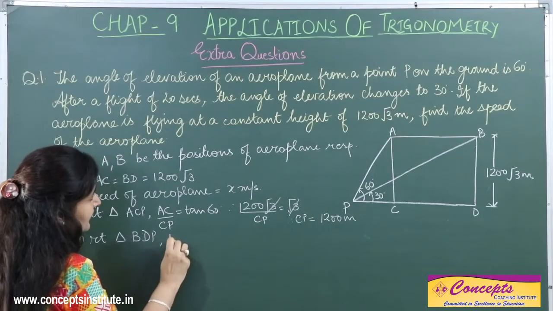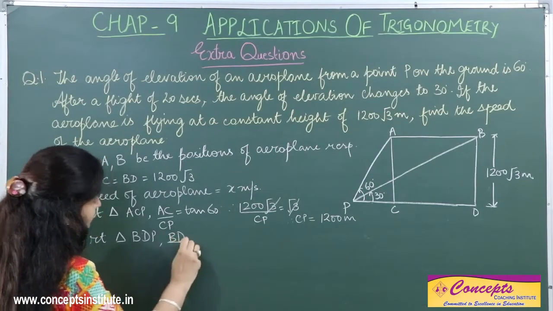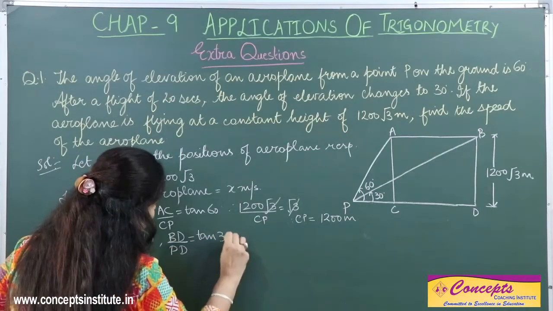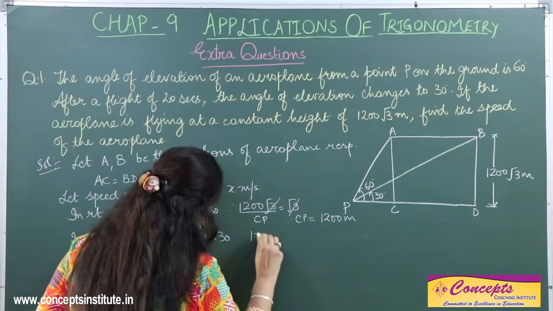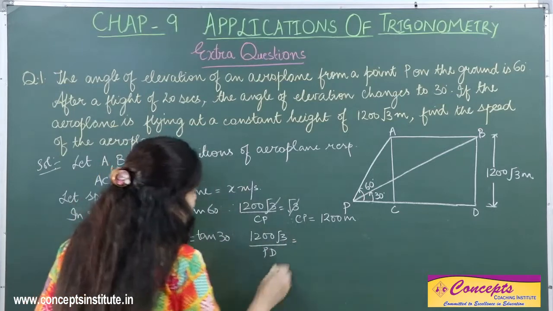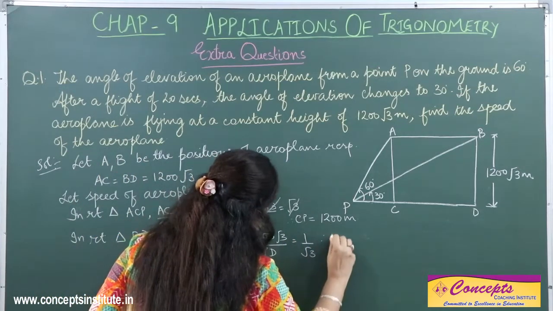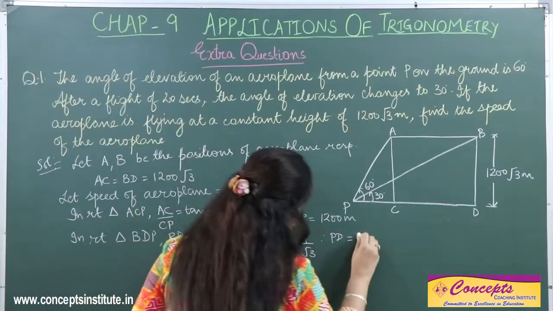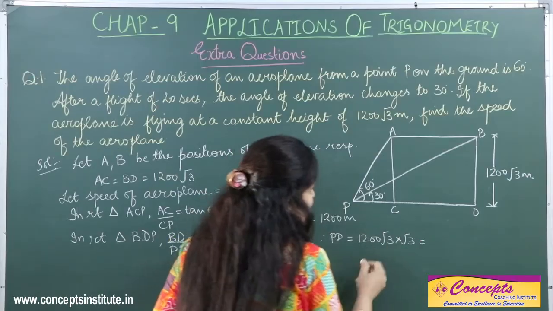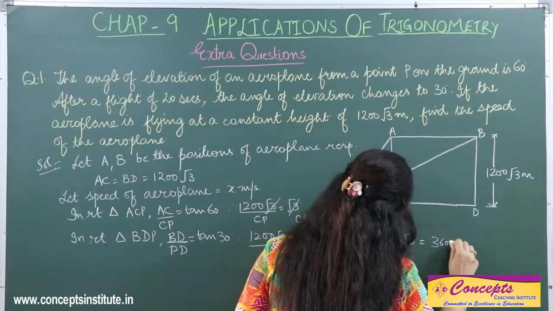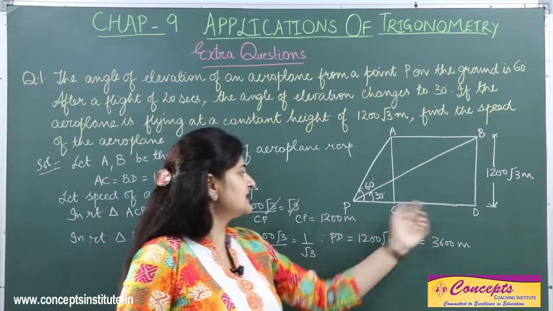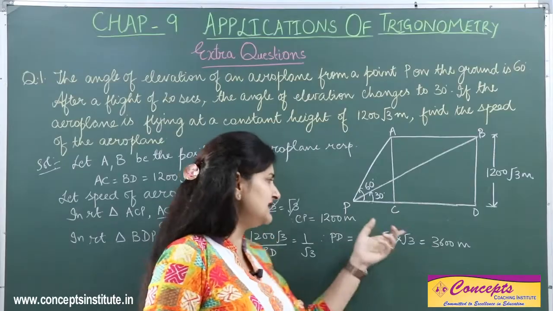So what do we get? BD upon PD, this is equals to tan 30. So BD is 1200 root 3 upon PD, and what is tan 30? It is 1 upon root 3. So therefore PD comes out to be 1200 root 3 into root 3, which would be 1200 into 3, so that is 3600 meters. Now CP is 1200 meters and PD is 3600 meters, so I can easily find out CD.